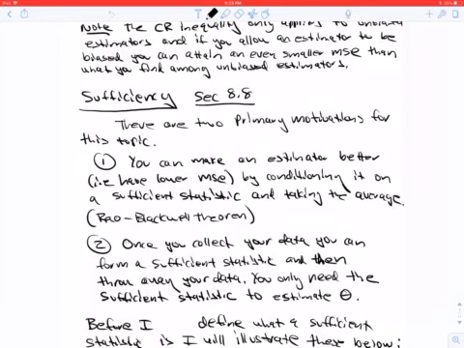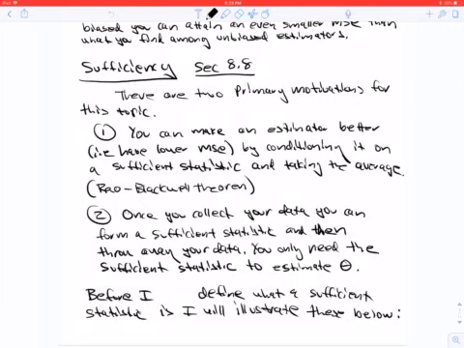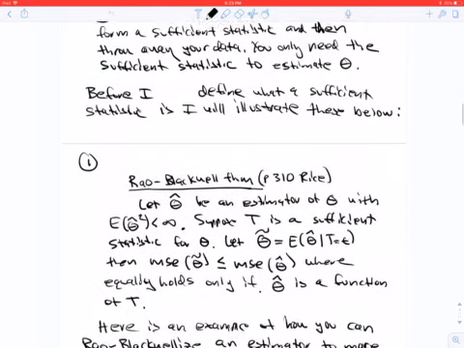On to sufficiency. Sufficiency has two primary motivations. One is its use in making estimators better, having estimators with a lower MSE. That's called the Rao-Blackwell theorem. And the other is its use in data reduction. For the purpose of inference, you may not need all of your data, but just a summary statistic of your data, such as the sample mean or something like that. And so we'll be discussing that.